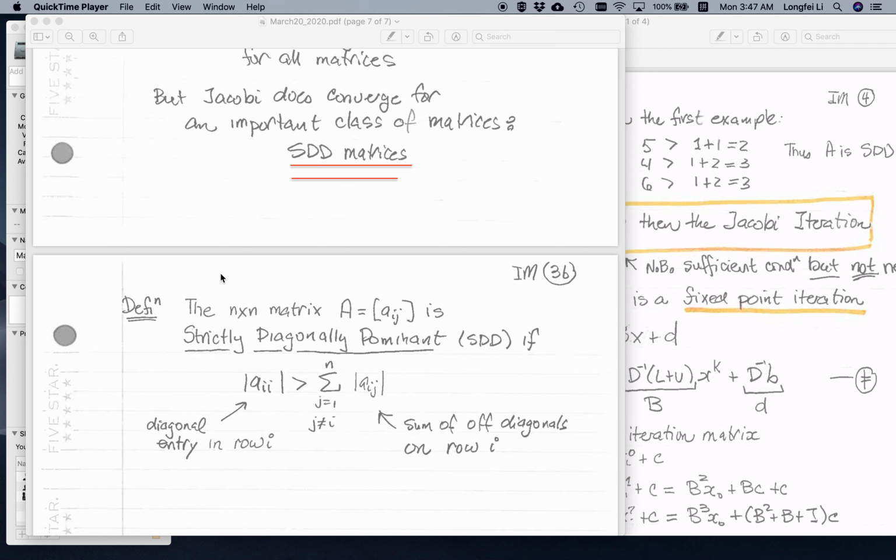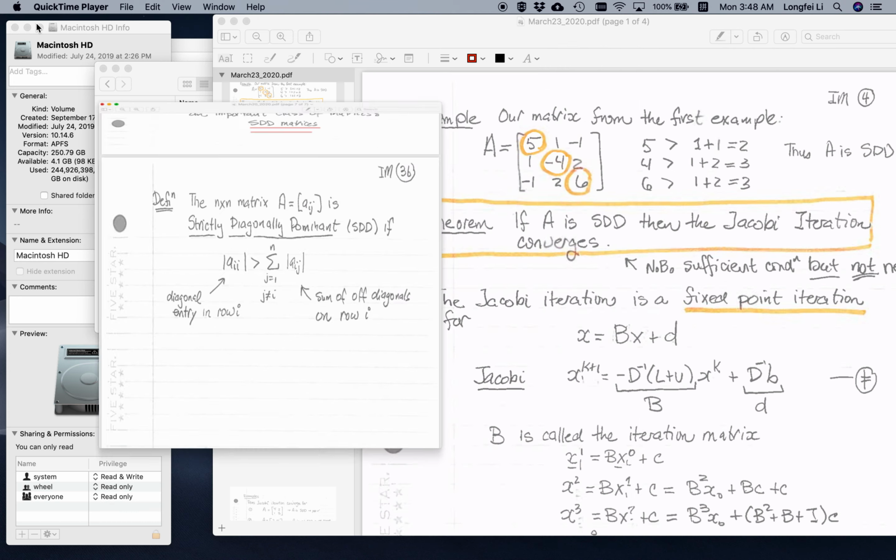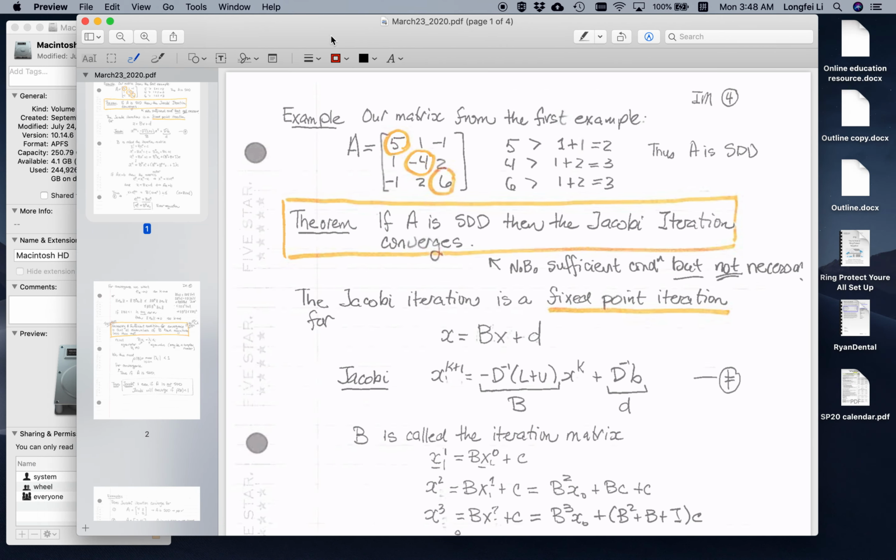Last time we talked about the Jacobi iteration for solving systems of equations, and we mentioned that the Jacobi iteration converges for a very important class of matrices called the strictly diagonally dominant, or SDD, matrix. The definition is that the diagonal entry on row i is strictly greater than the sum of the off-diagonal entries on row i. Today we're going to keep on talking about that.